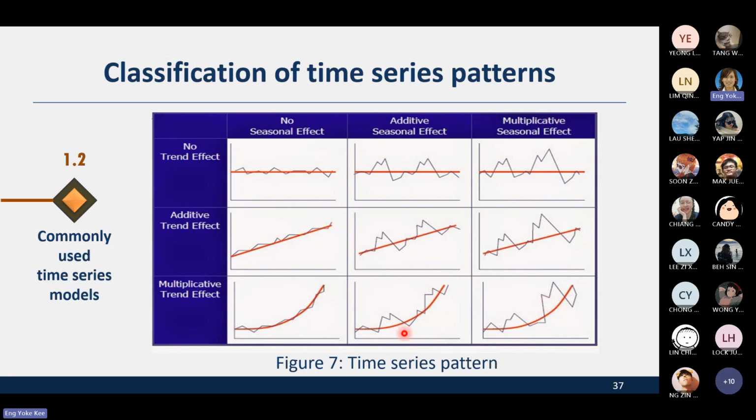Compare with this one. You have an upward trending pattern, and look at the fluctuation along this trend. The magnitude or the amplitude is more or less the same. So an additive model will be more appropriate to describe this time series pattern. This is what you visualize.